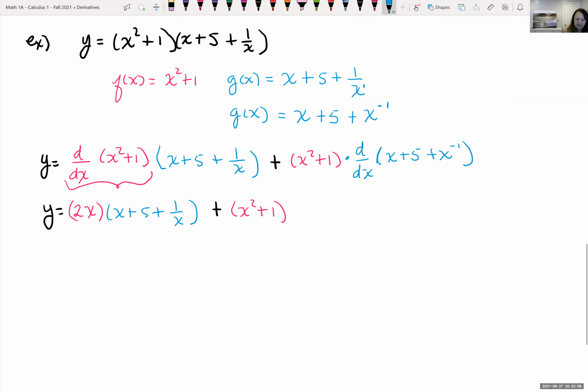So now let's go through and take the derivative of each piece in g of x. Derivative of x is just 1. Derivative of a constant is 0. Now when we're using the general power rule for x to the negative 1 power, we bring our exponent down front, which is negative 1, and subtract 1 from our exponent. So negative 1 minus 1 gives me a negative 2 exponent.